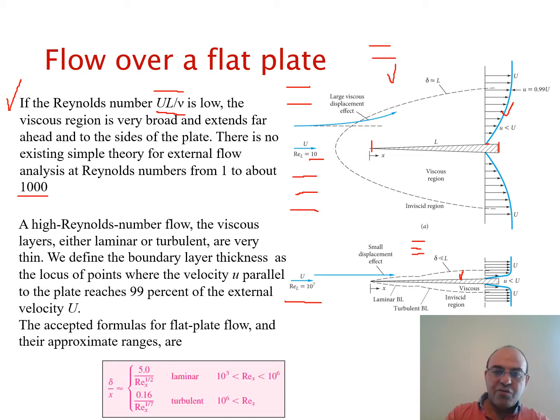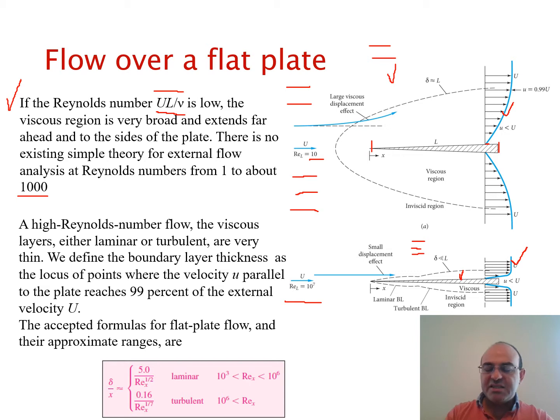So we define the boundary layer thickness as the locus of points where the velocity u parallel to the plate reaches 99% of the external flow velocity. As you see here, we can think of a velocity gradient. On the surface the velocity is 0, it increases, and eventually it should reach the velocity of the free stream, which is capital U.